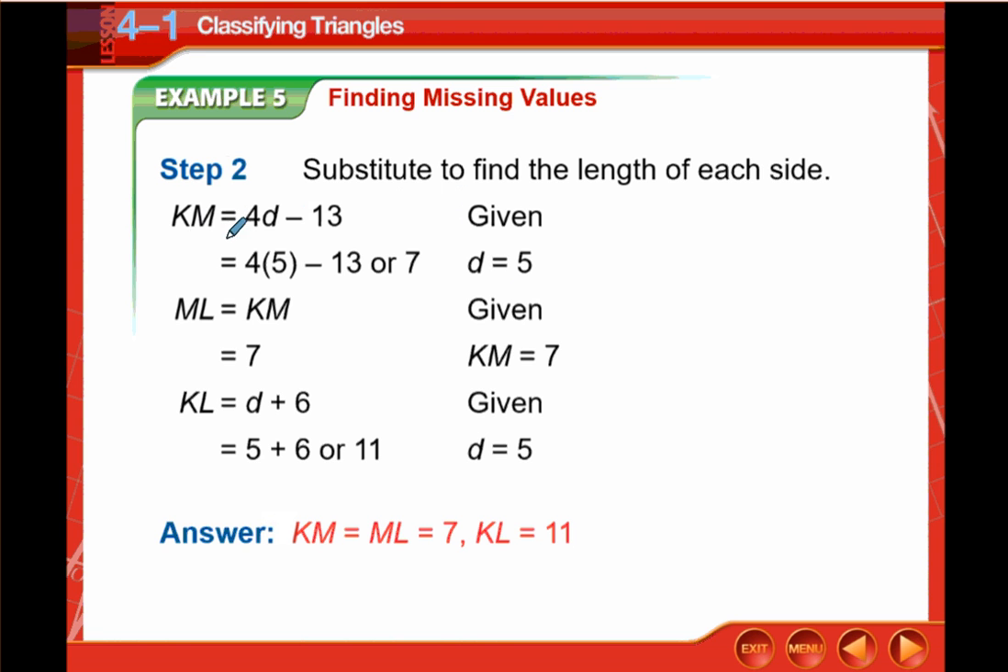So KM is 4D minus 13. Substituting in D is 5 gives me that KM is equal to 7. ML is equal to that length, so ML is also equal to 7. KL is equal to D plus 6, so that's 5 plus 6, which is 11. So the three side lengths, both KM and ML are 7, and KL is 11.